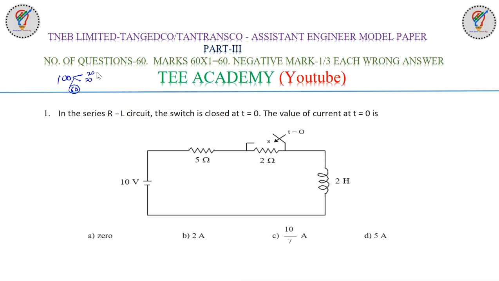The first two parts will be general studies, and 20 marks will be for basic engineering, like basic physics or chemistry. Now I want to give a view of how the examination paper will be, not exactly, just a model paper. So I'm giving this 60-question model paper for those preparing for the TNEB, TANGEDCO or TRANSCO electrical branch examination.